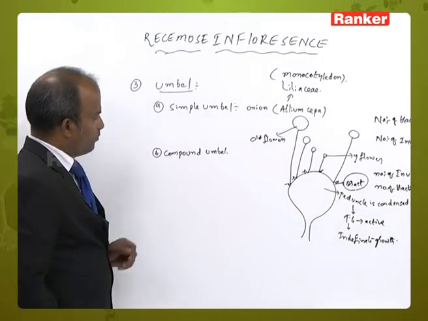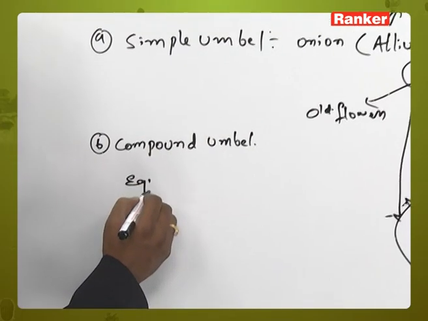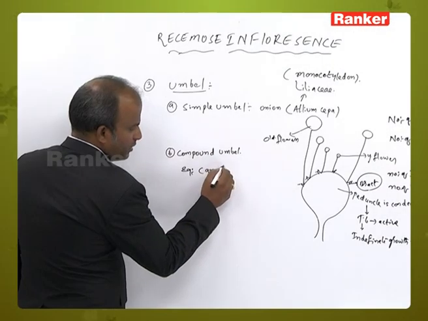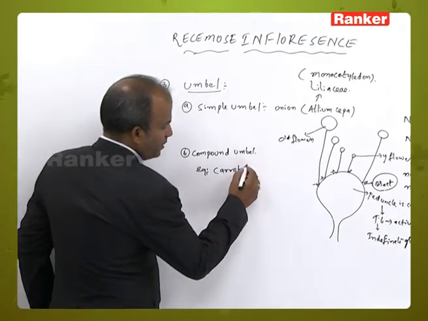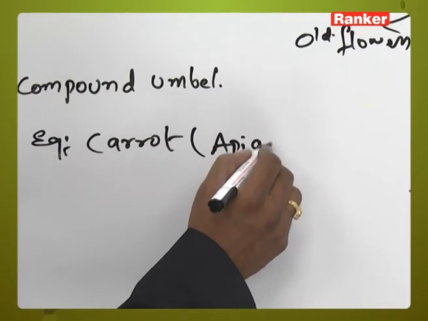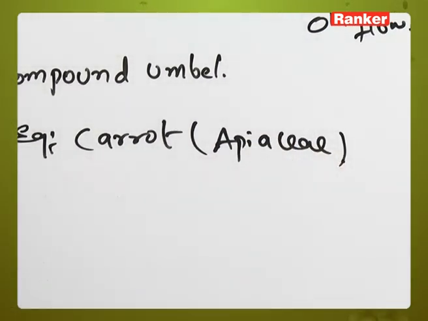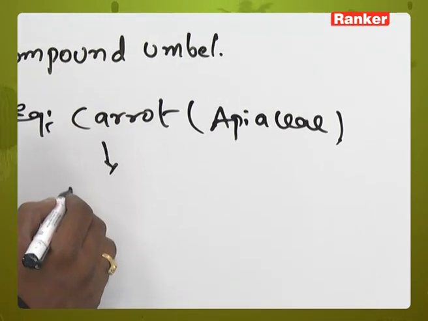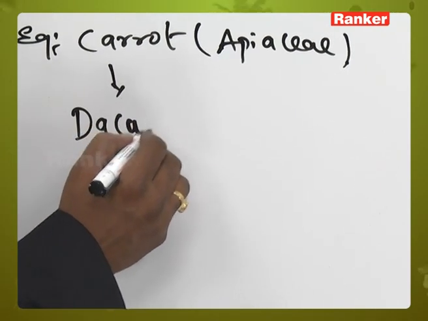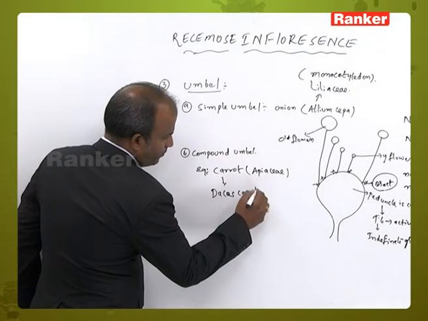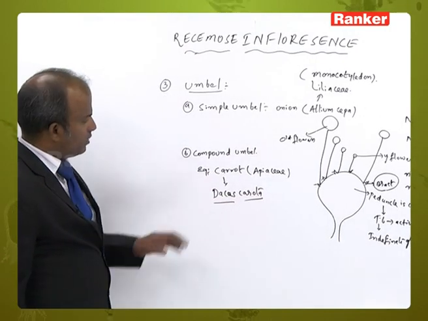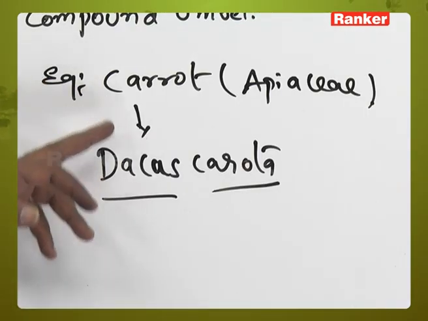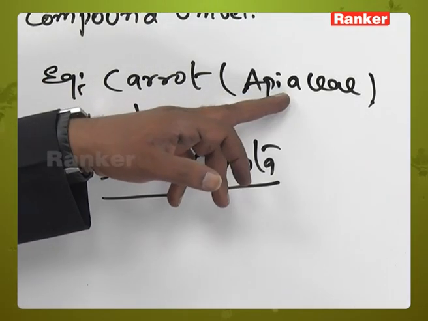So next goes to compound umbel. Example for compound umbel, that is nothing but a carrot. So here carrot belongs to which family means Apiaceae family. Scientific name of carrot, that is nothing but Daucus carota. We already studied this carrot, that is nothing but Daucus carota belonging to Apiaceae.